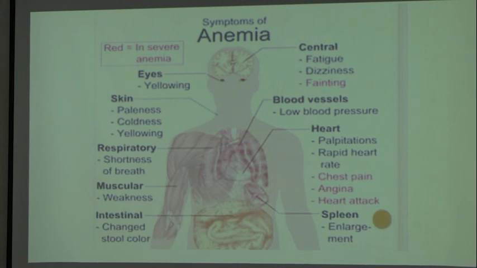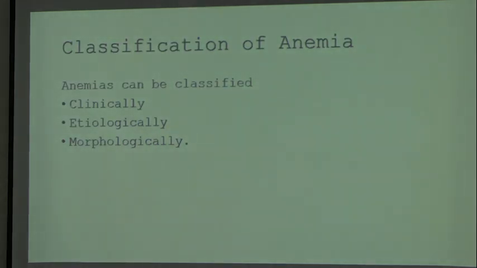So these are the symptoms of anemia. Actually, this session is on anemia. I am taking the hematology classes, but they don't know anything about anemia. That's why I am giving them an overview of anemia, and after that we will be studying it.